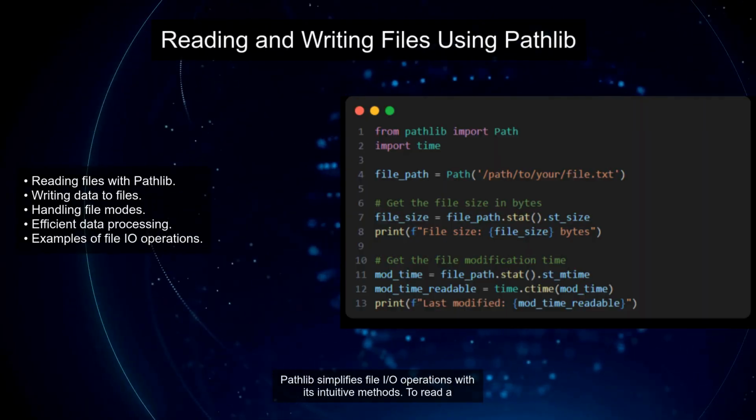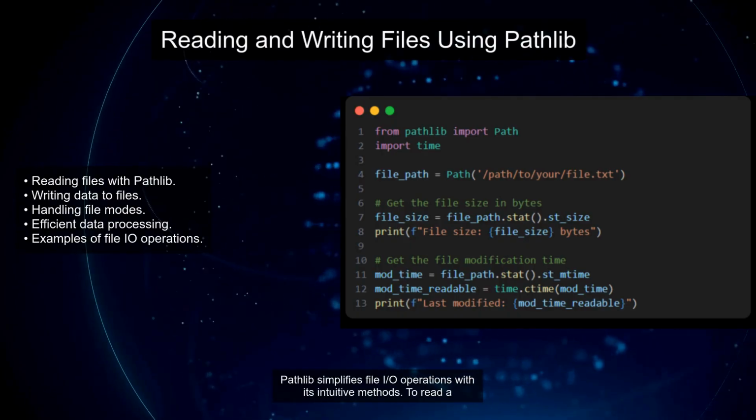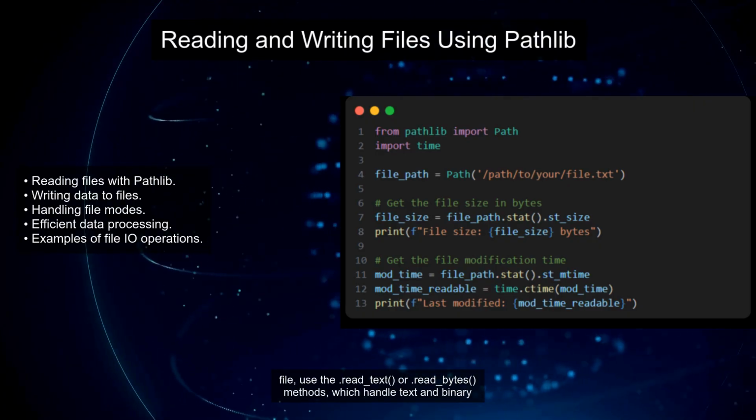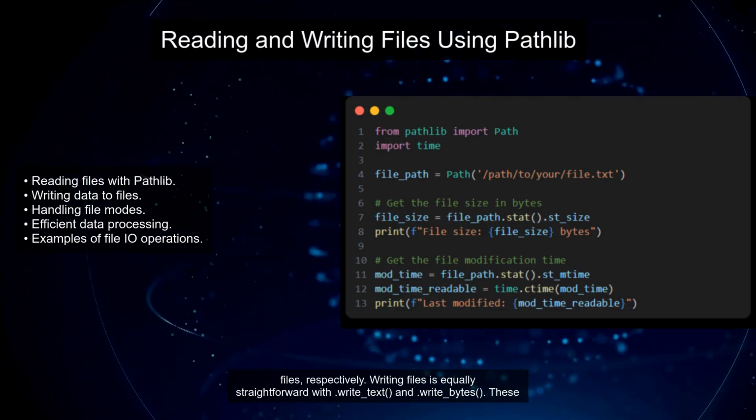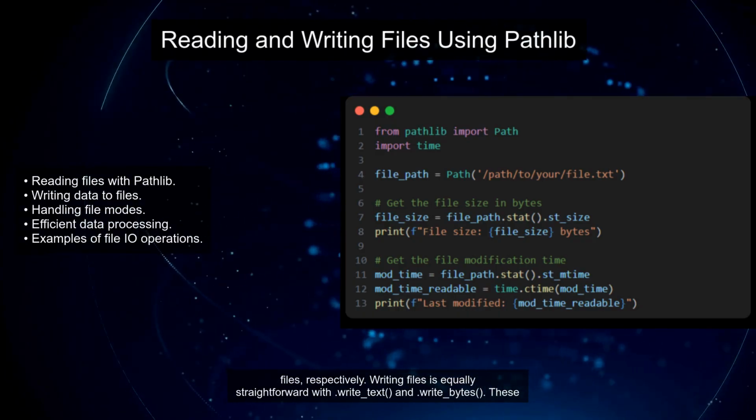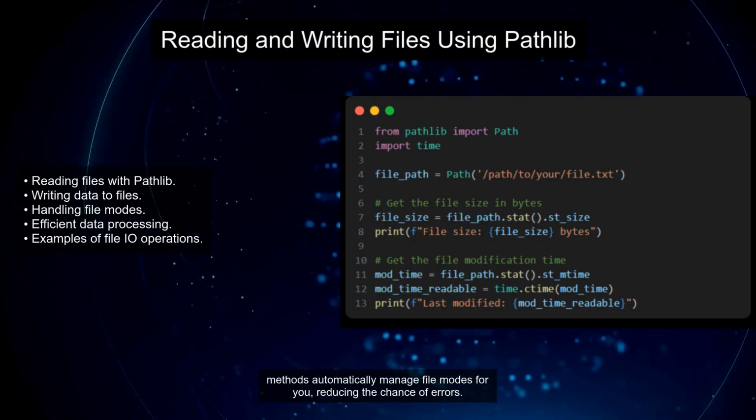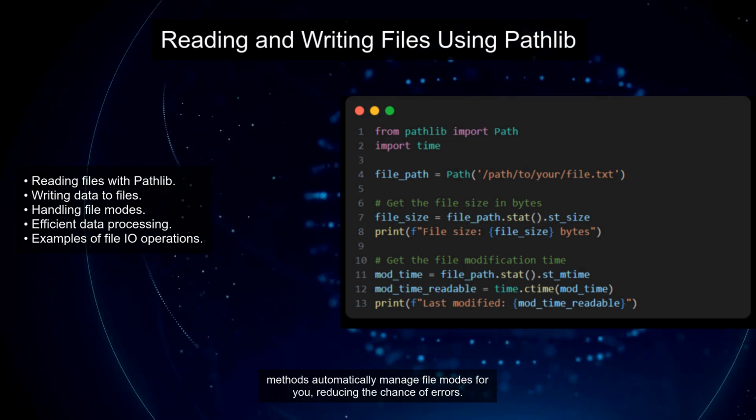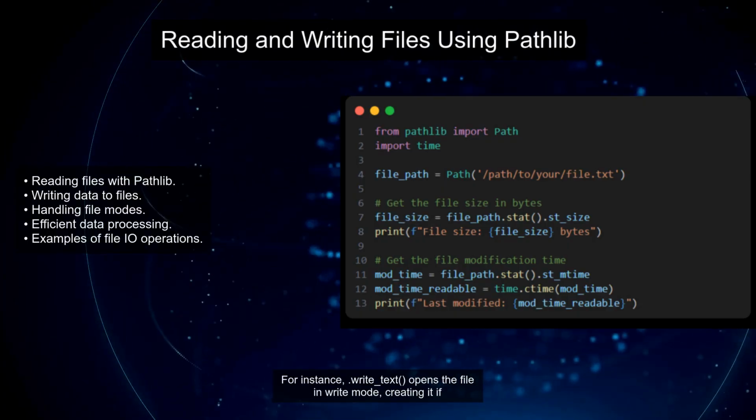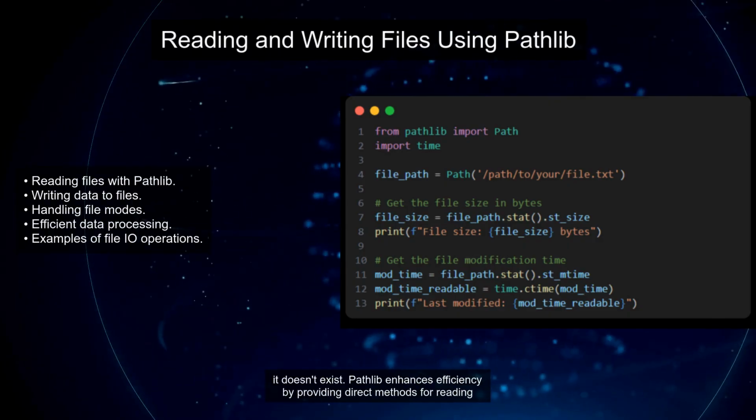Pathlib simplifies file I/O operations with its intuitive methods. To read a file, use the read_text or read_bytes methods, which handle text and binary files, respectively. Writing files is equally straightforward with write_text and write_bytes. These methods automatically manage file modes for you, reducing the chance of errors. For instance, write_text opens the file in write mode, creating it if it doesn't exist.